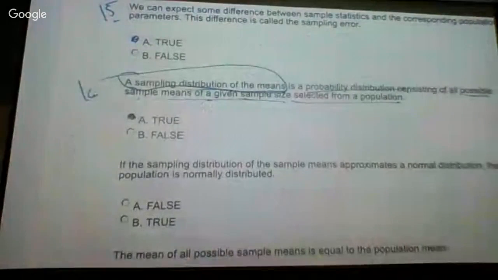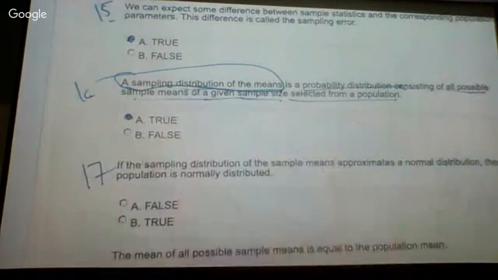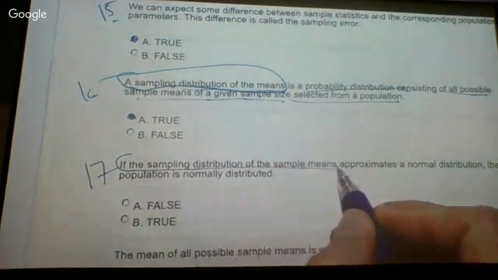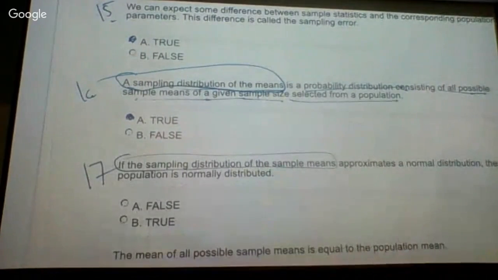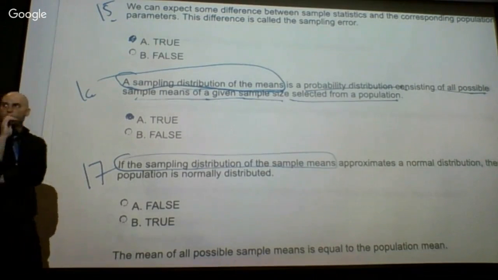16A. True. That's the thing we were generating. It's the sampling distribution of the sample means. 17. If the sampling distribution of the sample means approximates a normal distribution, then the population is normally distributed. True or false? Very clear?